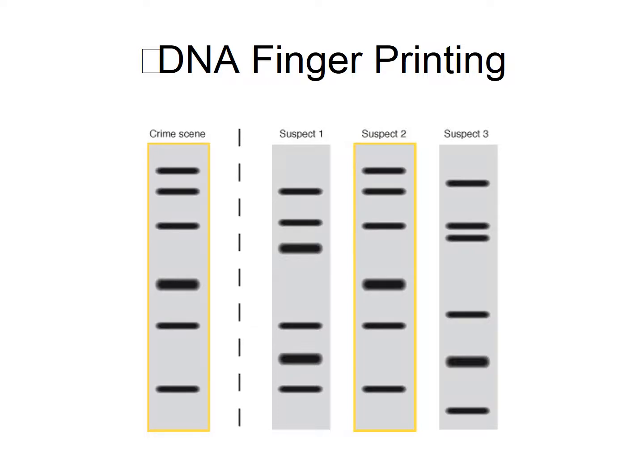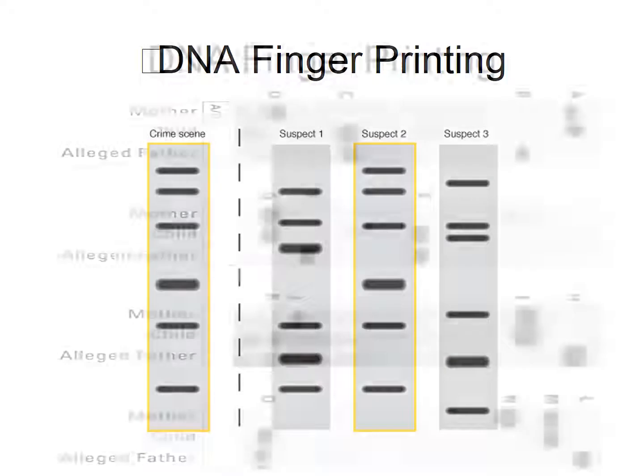Each individual has different sequences in the genome, hence the restriction endonuclease cuts at the restriction sites at various different lengths, which is not identically matched from one individual to another. So in this scenario, suspect 2's restriction fragments match with the sample obtained from the crime scene, and hence the identity of the individual at the crime scene has been established.